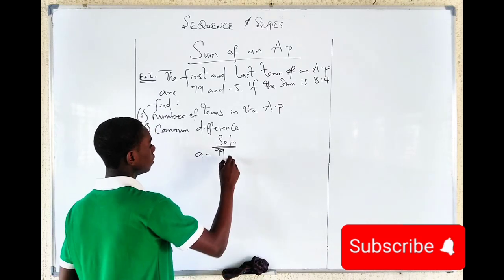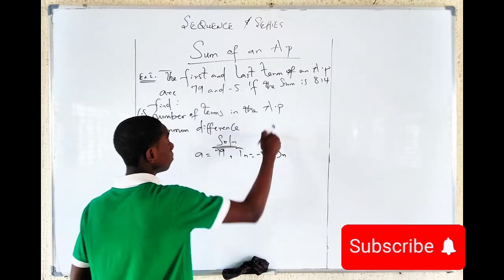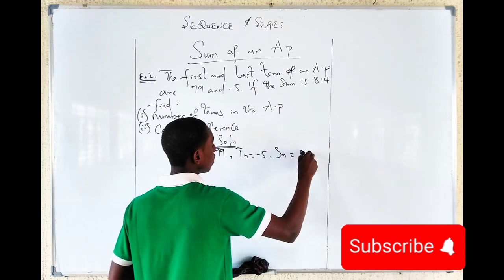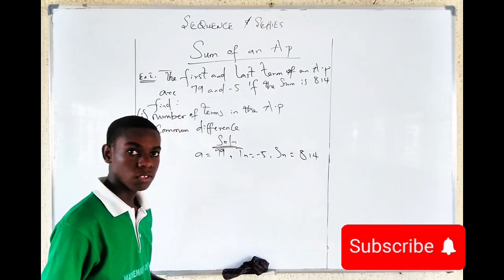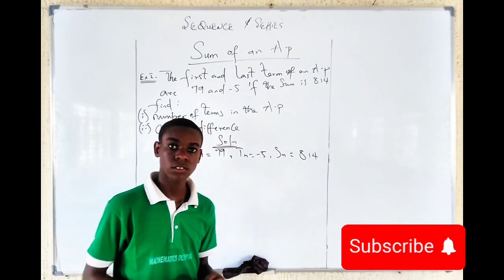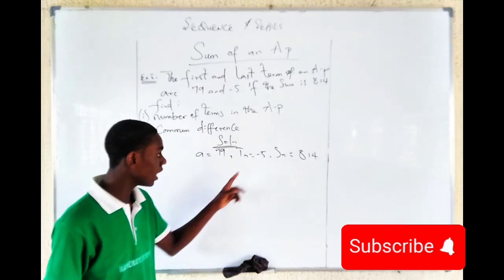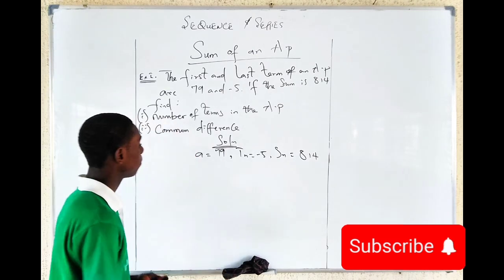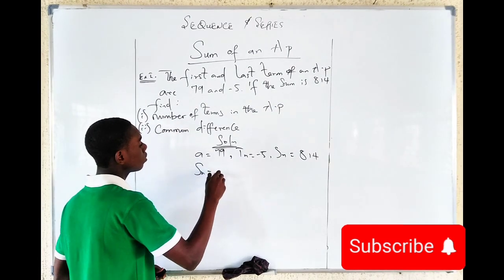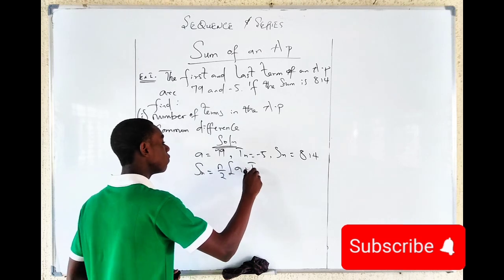The first term is A, the last term is minus 5, and the sum of terms is 814. So I'm going to substitute all this into the formula. Now I gave two formulas to solve, the first one and the second one. You use the second one when the last term is given. Since they are giving us the last term, I'm going to use this formula: S of n will be equal to n over 2 into A plus T of n.